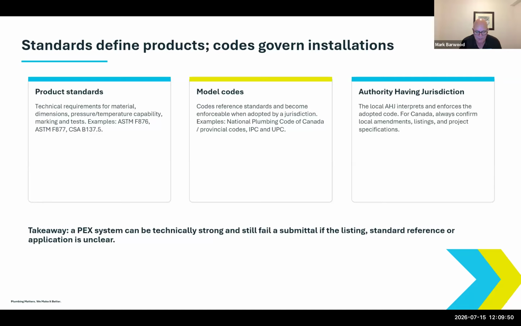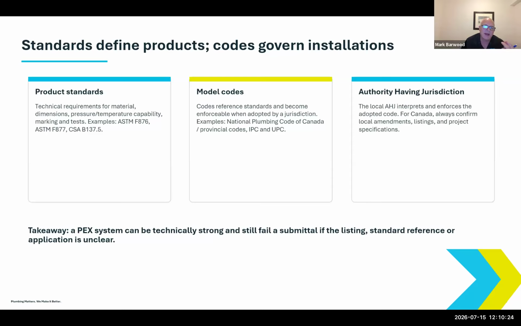Everything to do with PEX is ASTM F877. In Canada, we've adopted that and we call it CSA B137.5. It's very comprehensive, but in itself, just because it's a standard doesn't make it a code. When it's referenced by the actual plumbing code, then it becomes relevant. People have to adhere to it.